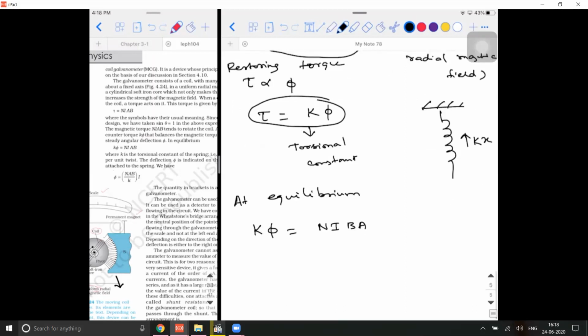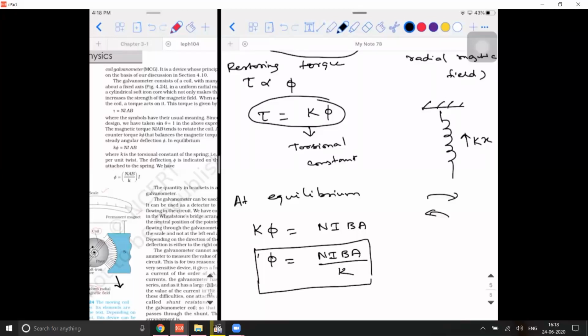So NIBA is the forward torque. K into phi is the restoring torque. So K phi should be equal to NIBA. So can I write phi is equal to NIBA divided by the torsional constant? So this is going to be the extent to which the spring is going to get deflected. The pointer is going to get deflected on application of different values of current and different values of magnetic field.